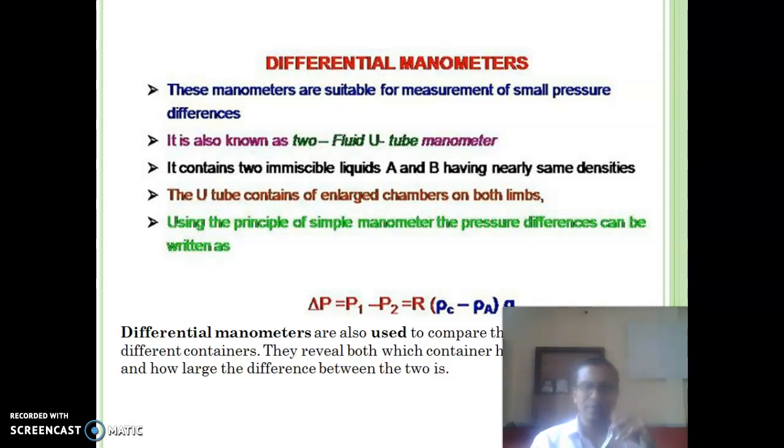Differential manometers are also used to compare the pressure of two different containers. They reveal both which container has greater pressure and how large the difference between the two is. So differential manometers we can use to compare the pressure of two different containers. Suppose we have taken two different containers and we want to find the difference between them; these differential manometers are useful.